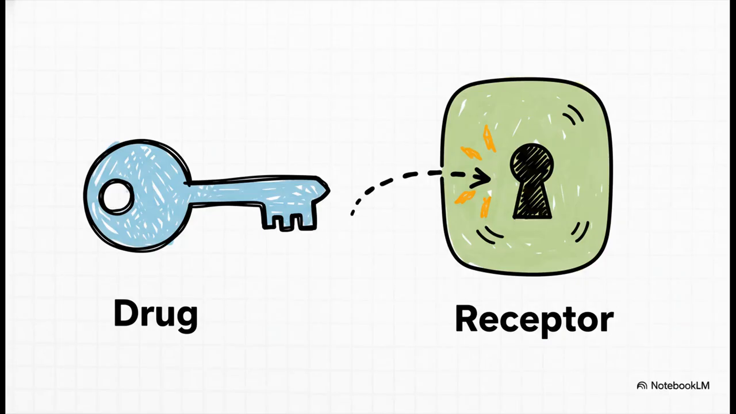All right, so to kick things off, let's use this really classic analogy. For a long, long time, scientists have thought about a drug molecule as a key. And this key is shaped just right to fit into a specific lock on one of our cells. That lock is called a receptor. Simple enough, right? The key fits, it turns, and boom, it triggers some kind of action inside the cell.